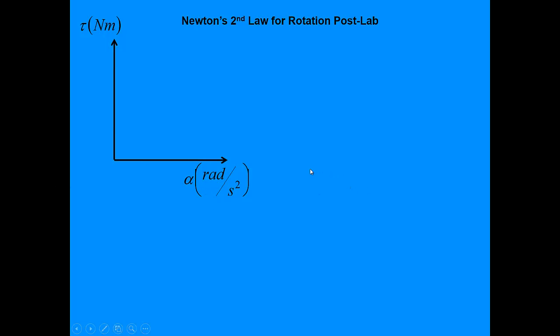And this took a lot of calculations to get there, but it was very doable. And then you ended up making a graph of torque in Newton meters versus angular acceleration in radians per second squared. And hopefully your graph looked like that. A nice linear graph that went through 0, 0. Which means, what is the relationship between the torque and the angular acceleration?